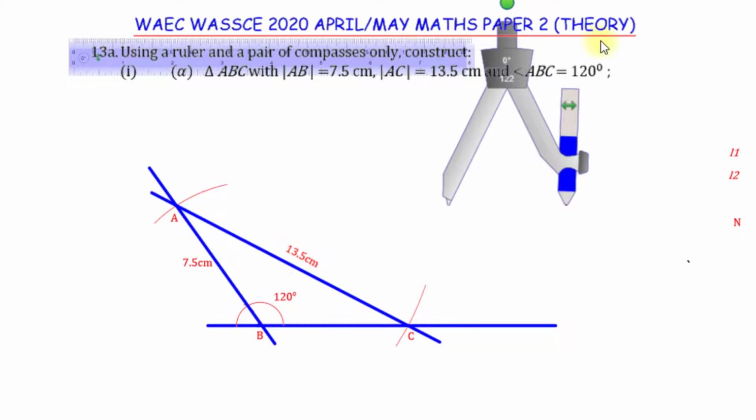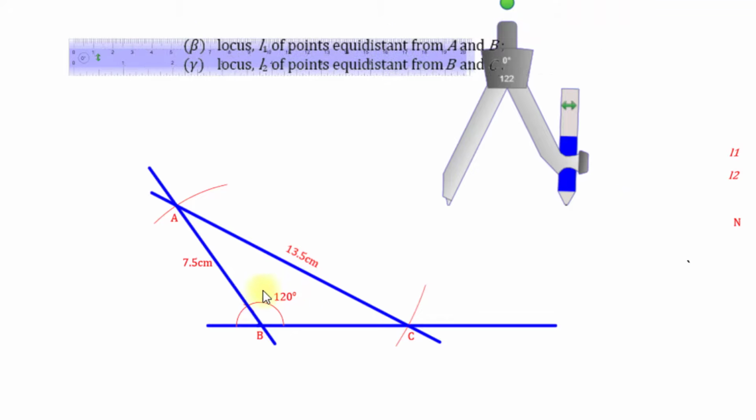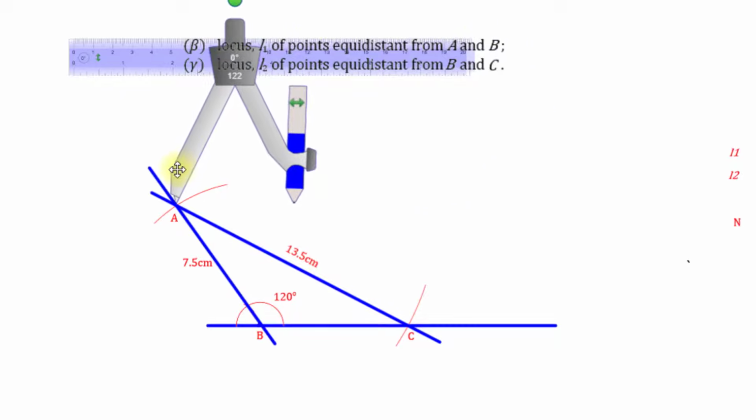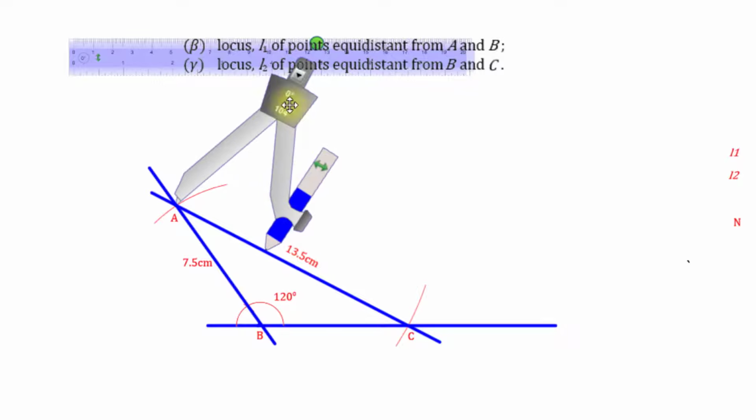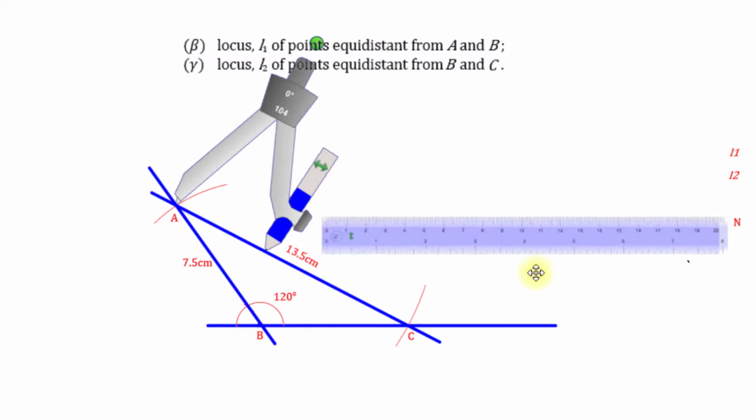This is 13.5 centimeters. Then we are now asked to find the locus of points that is equidistant from A and B. The locus of points equidistant from A and B is going to be the perpendicular bisector of the line AB, such that at any point on that particular line, the distance from A to the line and the distance from B to the line are going to be equal. So for us to now bisect the line AB, we just take a particular radius, but we need to be consistent with that radius.